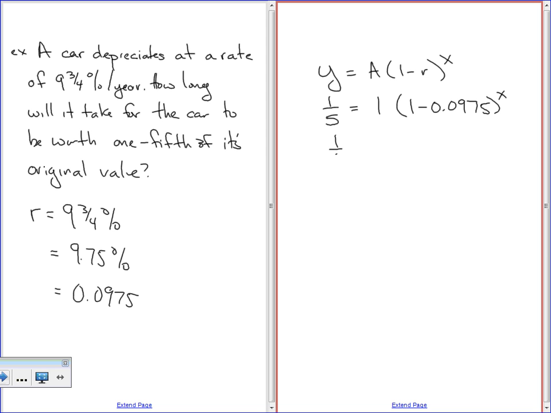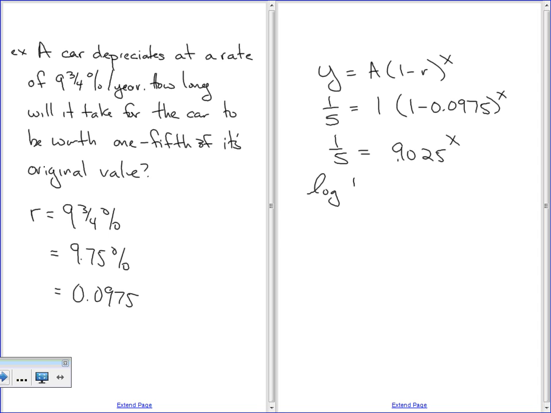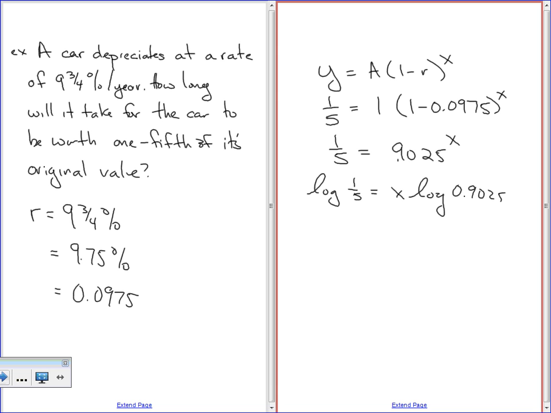Okay. Once you've done that, now it's just a matter of simplifying inside of there, which would be, what's 1 minus that? 0.9. Is that right? Yeah. The exponent x, because once you put in the variables, the equation should be very easy to solve. You're just taking the log of both sides. The reason we take the log of both sides is to move that exponent down in front. Comes the log of 1/5 divided by the log of 0.9025.